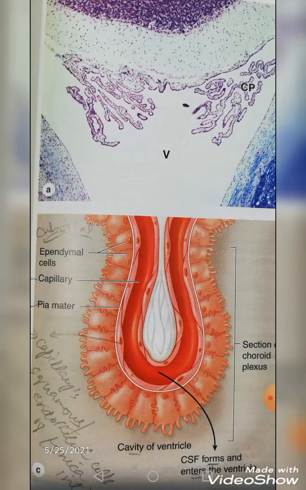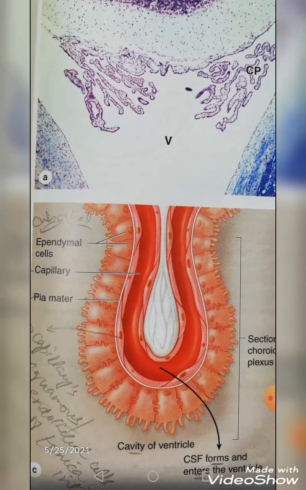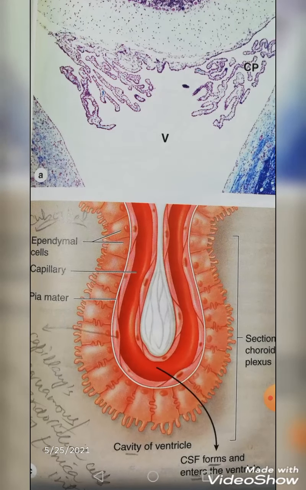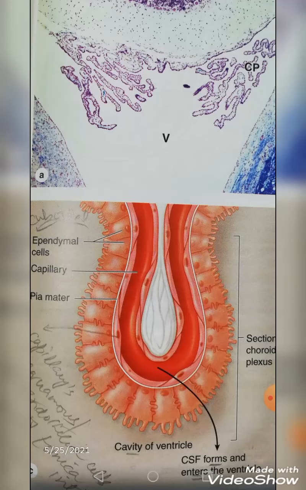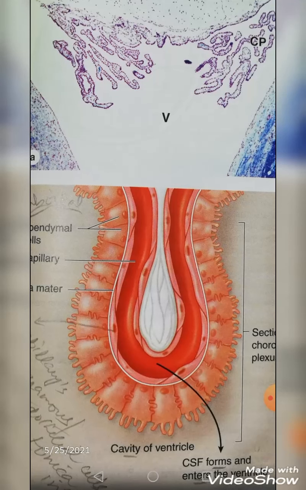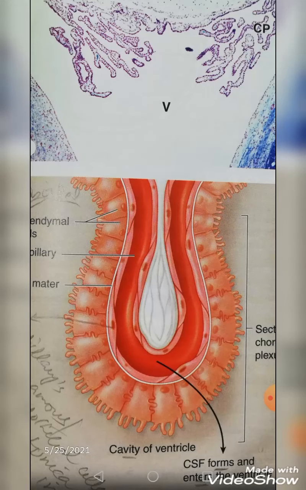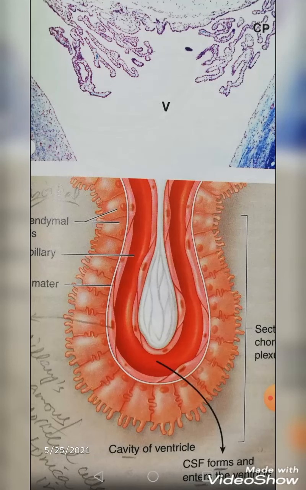This CSF, where is it present? It fills all of your ventricles and the central canal of the spinal cord, and you find it in the subarachnoid space and perivascular spaces, right? And if we talk about the content of the CSF, it contains sodium, potassium, chloride ions, right? But very little protein could be there, and the only cells that could be present in very small amounts are lymphocytes, right?